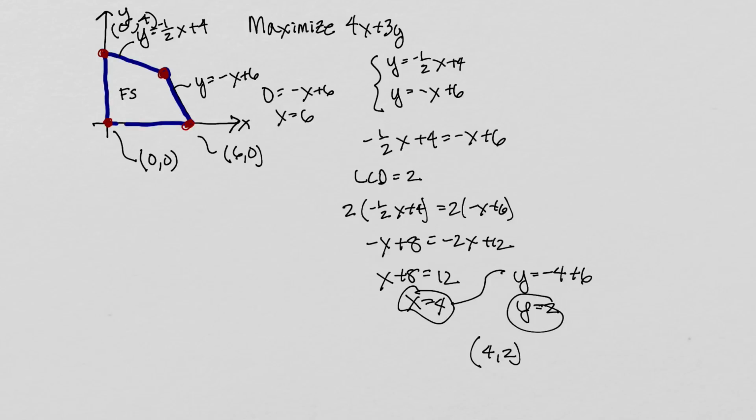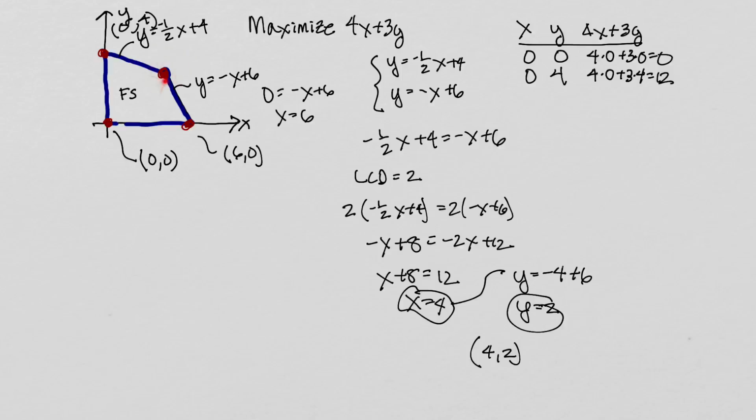So now to find the maximum, let's just make up a table here. How about if we have a column for x, a column for y, and a column for our 4x plus 3y. And let's just go around and put in this point, this point, this point, this point, and see what we get. So let's start right here with 0, 0, and we'll get 4 times 0 plus 3 times 0, that's just 0. Why don't we come up here, put in this point, so that's going to be x is 0, y is 4, so we're going to get 4 times 0 plus 3 times 4, that'll give us a 12.